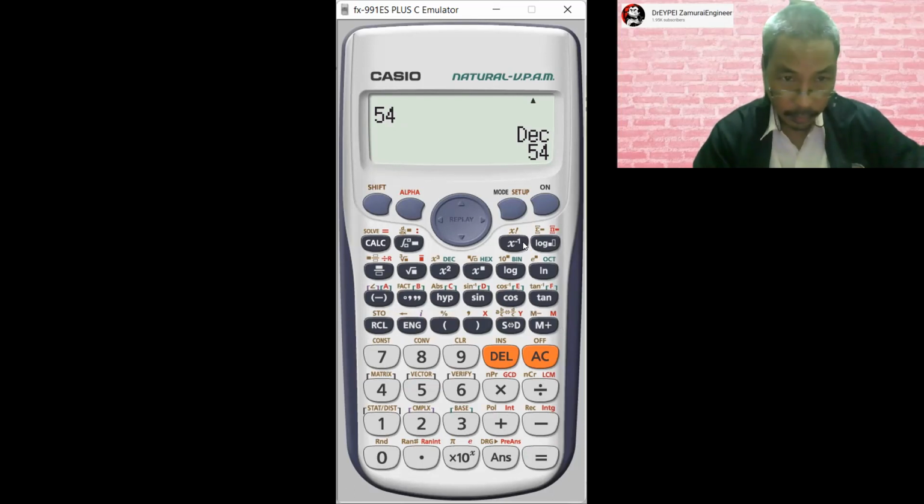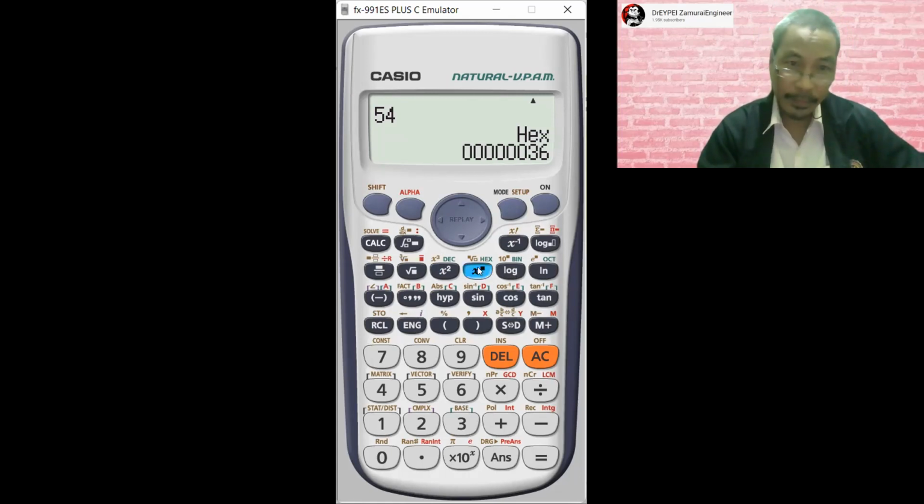Okay, so binary, just click the binary. If you want to be back to decimal, click the decimal. Because we are in the mode 4, only the green buttons will be used. Okay? Decimal, hexadecimal, binary, octal. So mode 4, binary or hexadecimal. This is the hexadecimal. If you convert to binary, this is the binary.